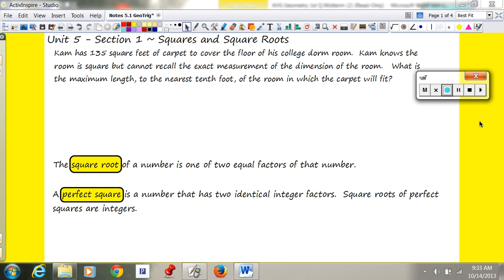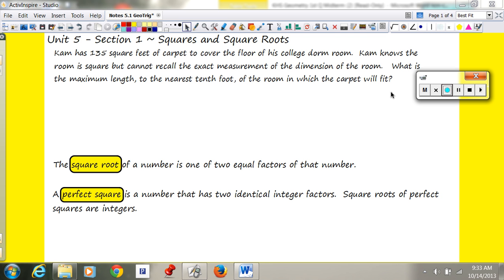All right, so square and square roots. It says Cam has 135 square feet of carpet to cover the floor of his college dorm. Cam knows that the room is square, but cannot recall the exact measurements of the dimensions of the room. What is the maximum length, to the nearest tenth foot, of the room which the carpet will fill?